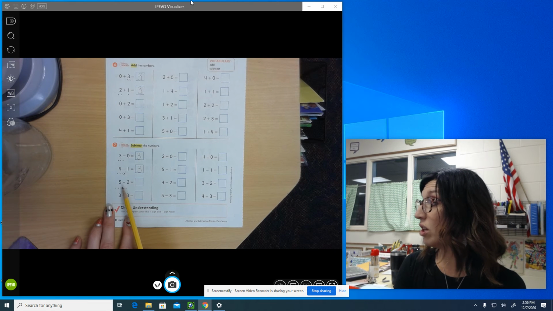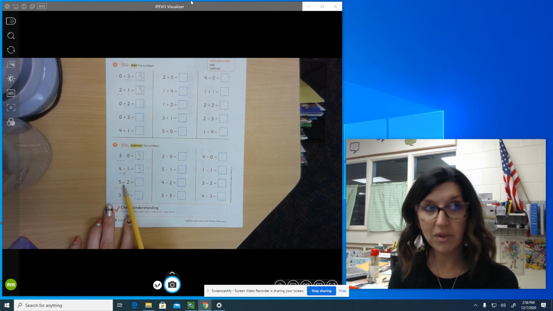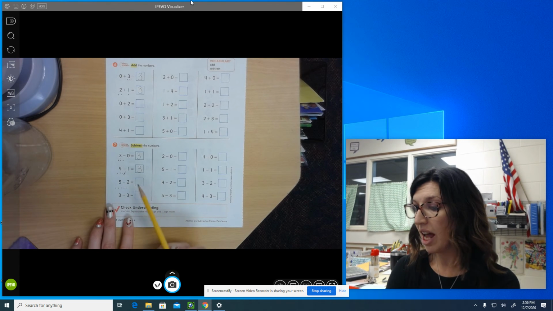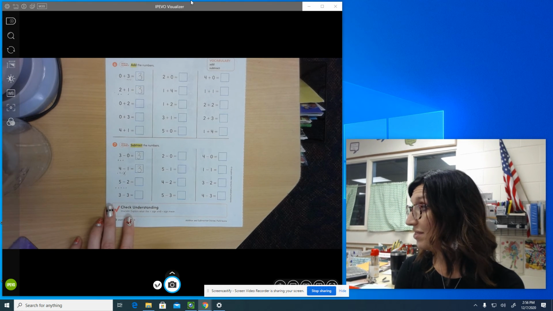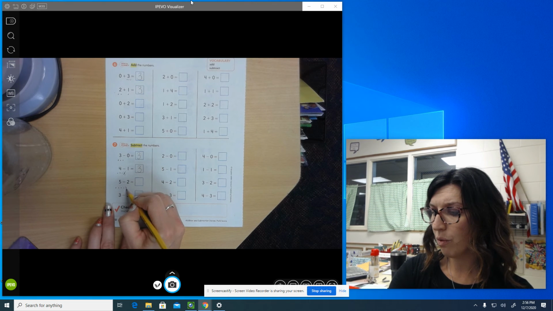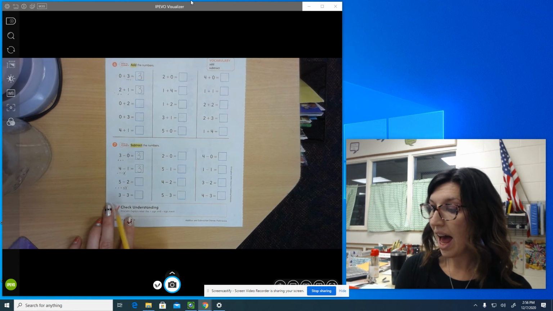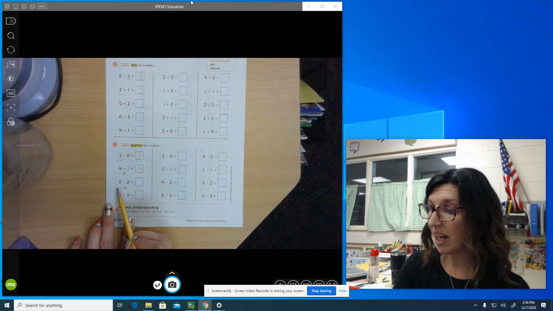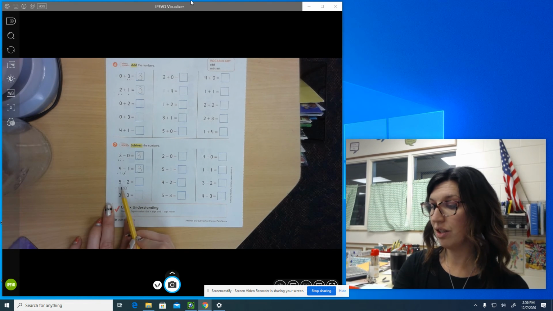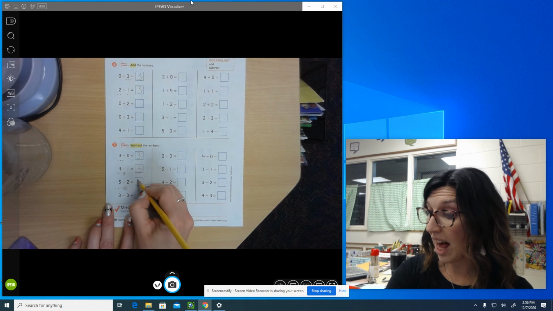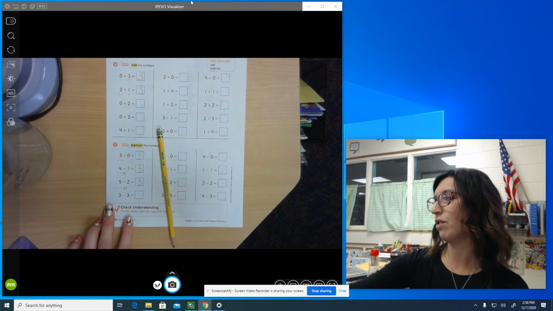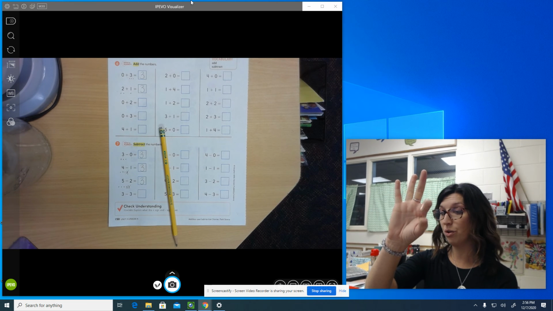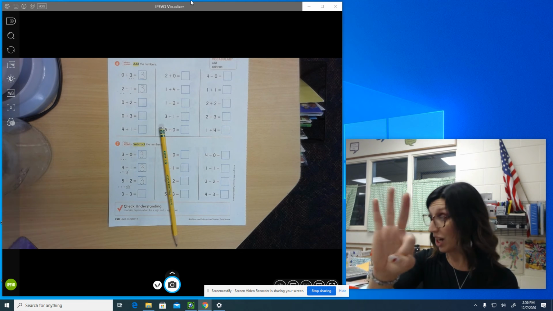Am I adding more or taking some away? Taking some away. When I see that minus sign, I know that I'm going to cross some out. How many am I going to cross out? 2. Let's cross out 2. 1, 2. How many are left? 4. Let's count and see. Here we go. 3 are left. Let's try that with our fingers too and see if we're right. Are you ready? 5 minus 2 equals 3.